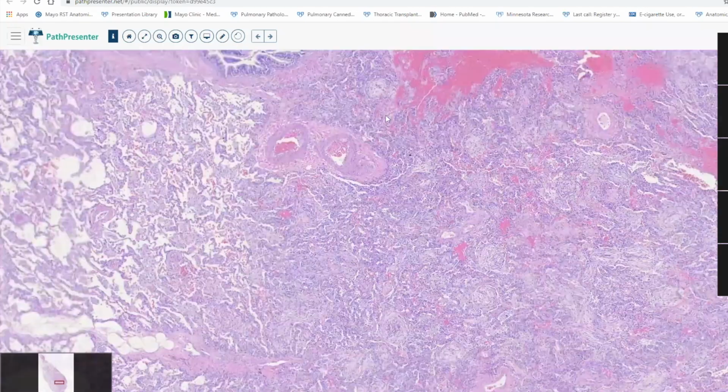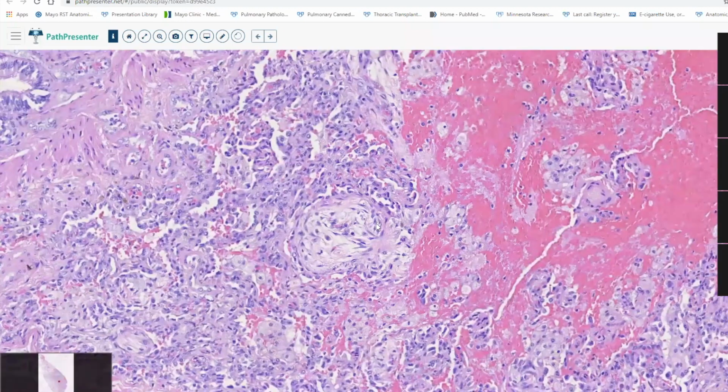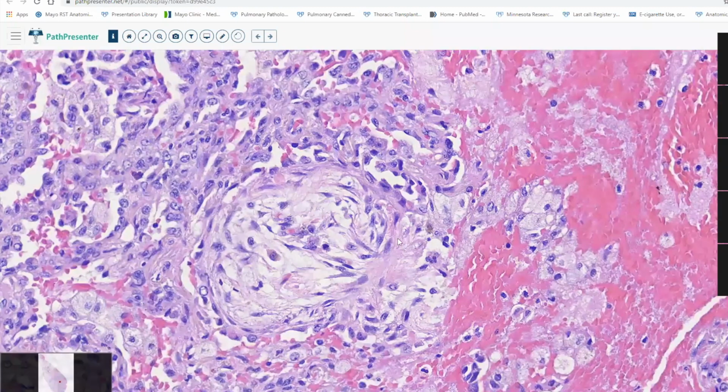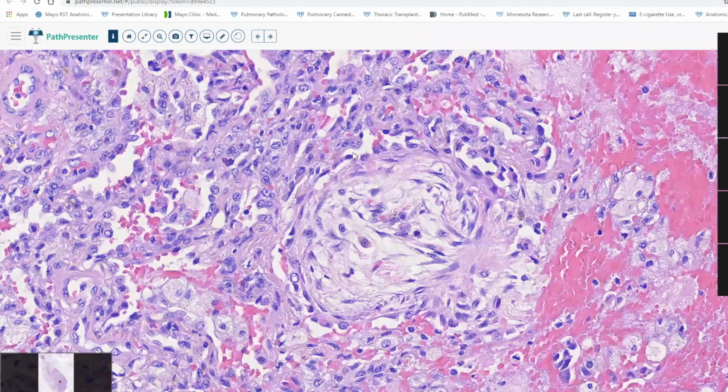And so if we back up to low power again, you can see some more of these areas. This would typically appear as a ground glass opacity on imaging. And it's ground glass because there essentially would be less air within these alveolar spaces, because they're filled with these areas of proliferating fibroblasts.